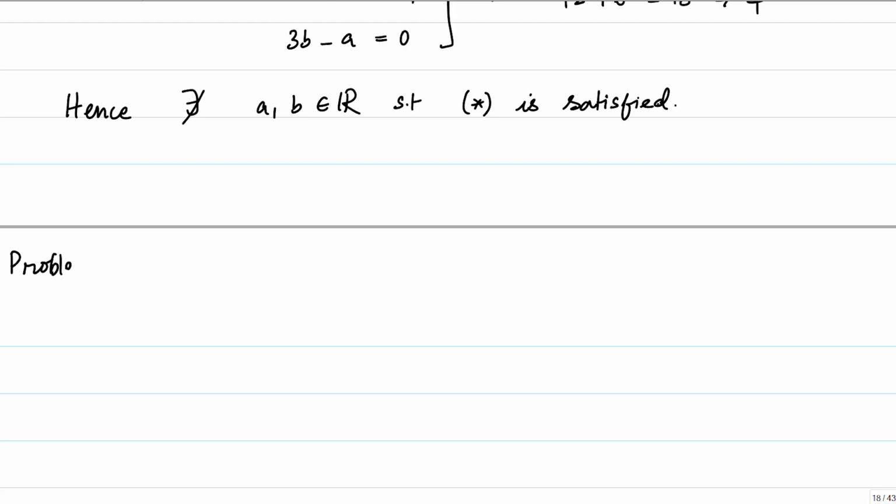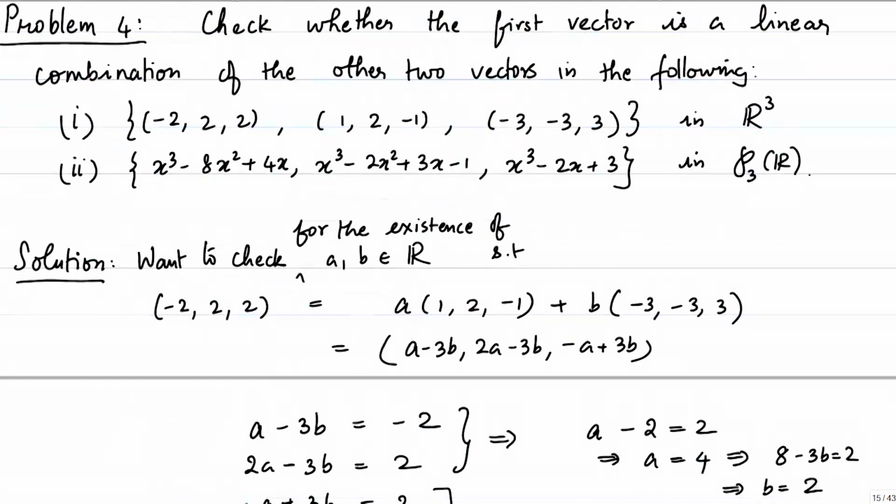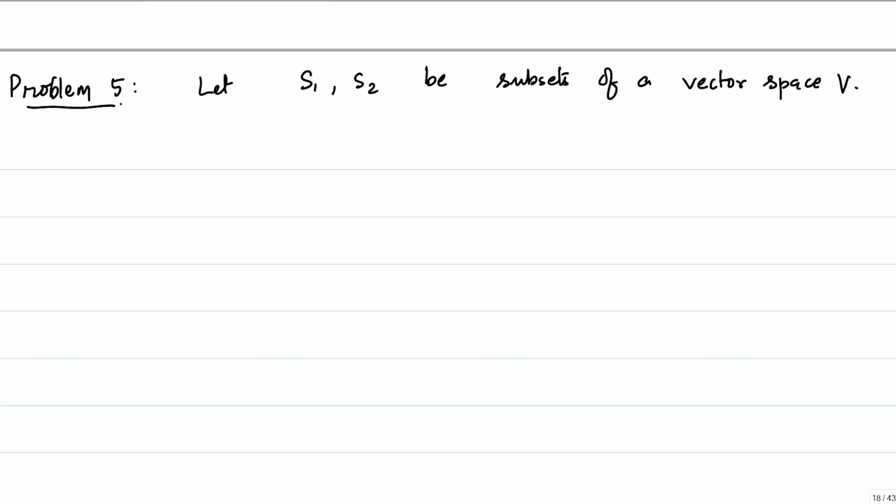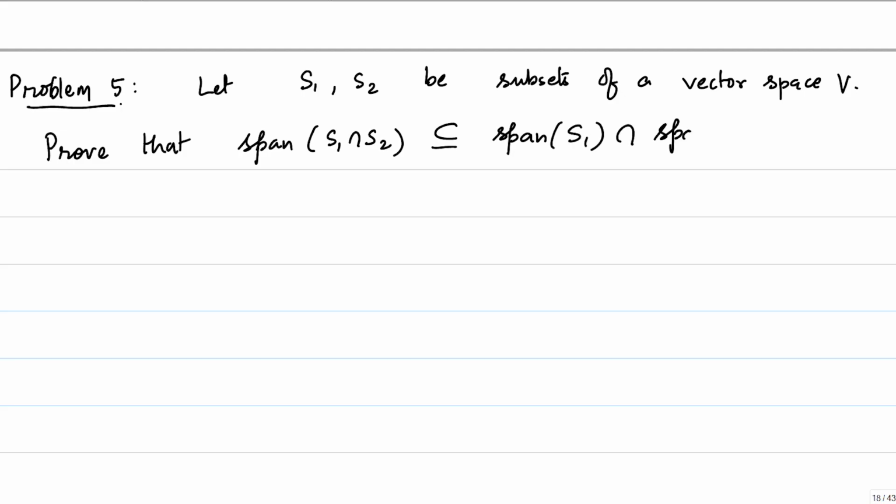So let me call it problem 5. Yes. So let S1, S2 be subsets of a vector space V. Prove that span of S1 intersected with S2 is contained in the span of S1 intersected with span of S2. Moreover, give an example.